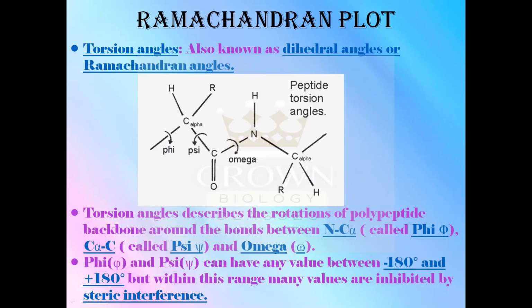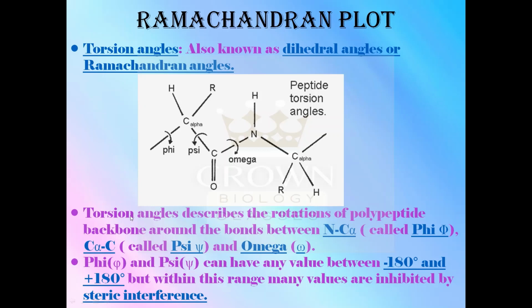The next is torsion angles. These torsion angles are also known as dihedral angles or Ramachandran angles. The first angle, between nitrogen and C alpha, is known as phi. The second angle is between C alpha and the carbon of the carbonyl group, that is psi. The third angle, between the carbon of the carbonyl group and nitrogen, is omega. Or we can call these the phi bond, psi bond and omega bond.